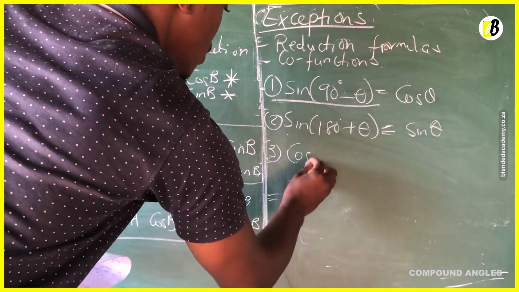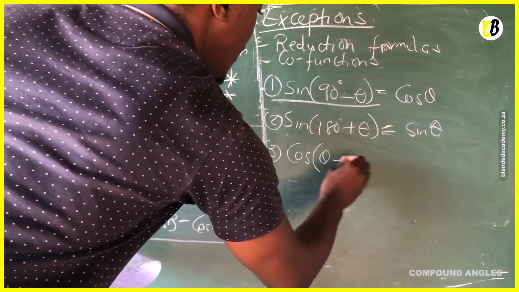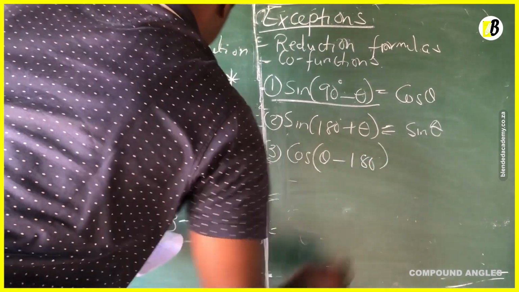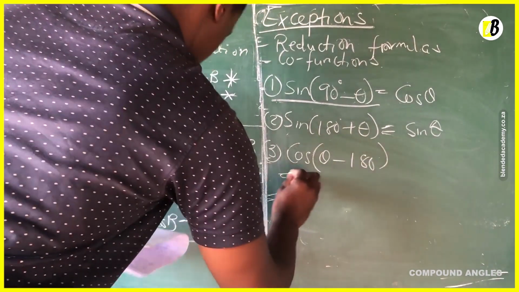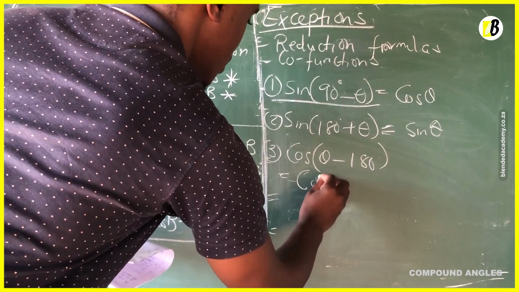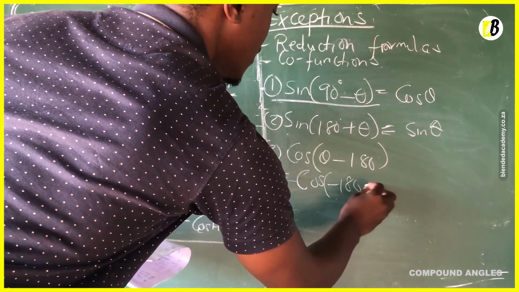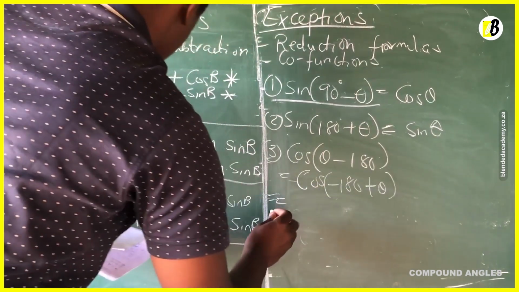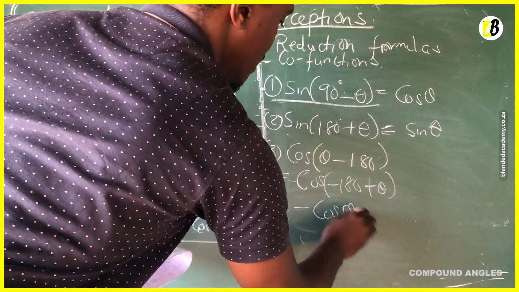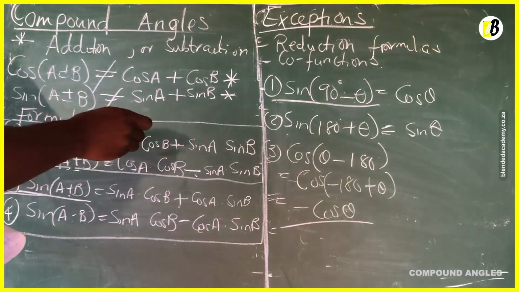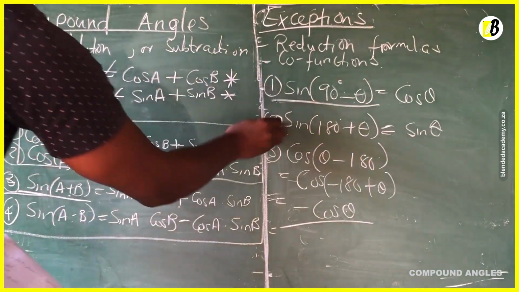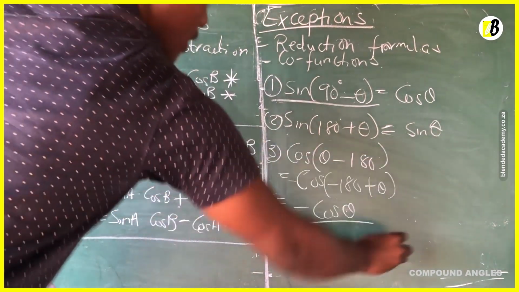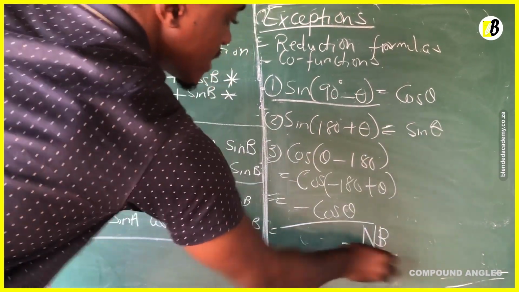And then the last one is cos theta minus 180 degrees. This is equal to cos of minus 180 plus theta. This is equal to minus cos theta. So you cannot use compound angle formulas for these three cases. Always remember that. You cannot be using them for these three cases.